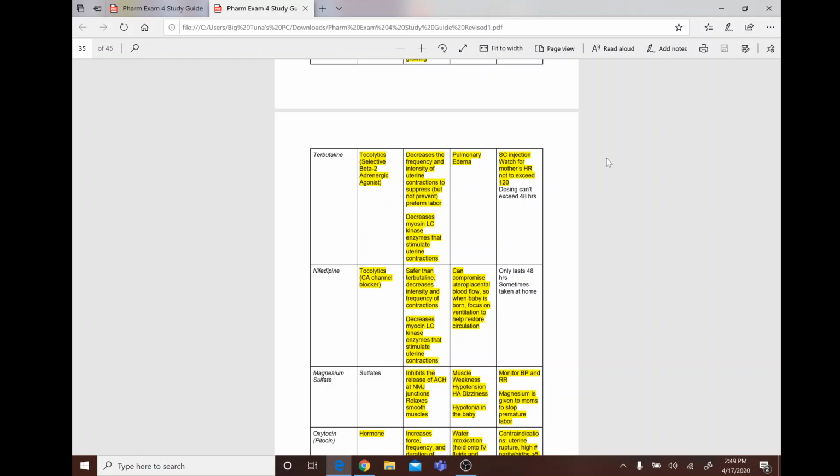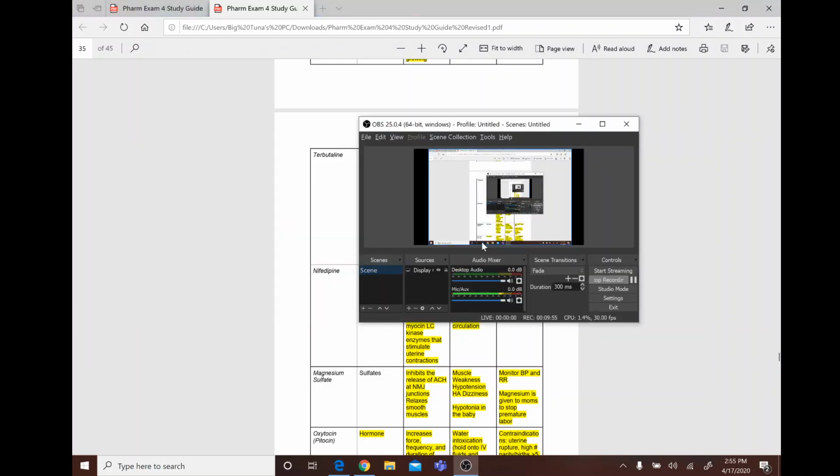What are the side effects of terbutaline? Pulmonary edema. How do we administer terbutaline? Sub-Q. What vital sign are we watching when someone takes terbutaline? Mother's heart rate to not exceed 120.